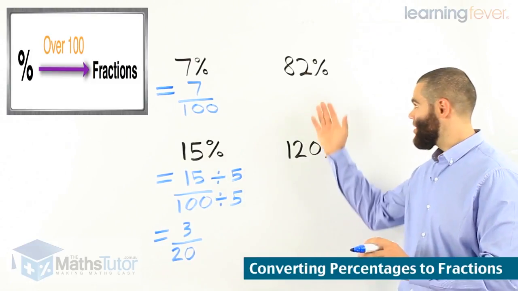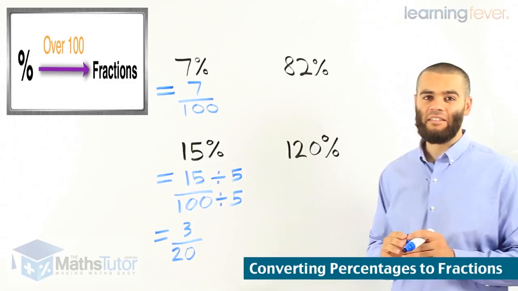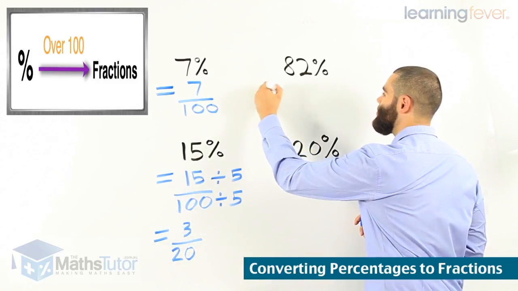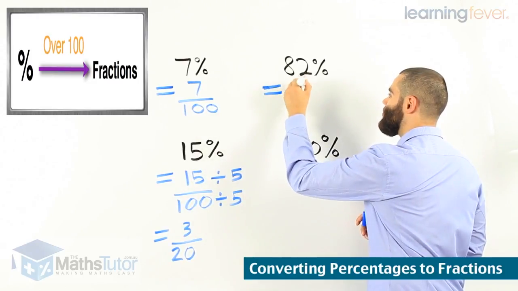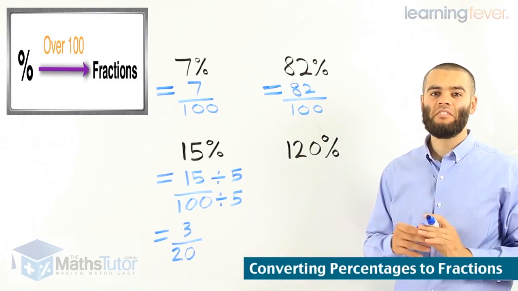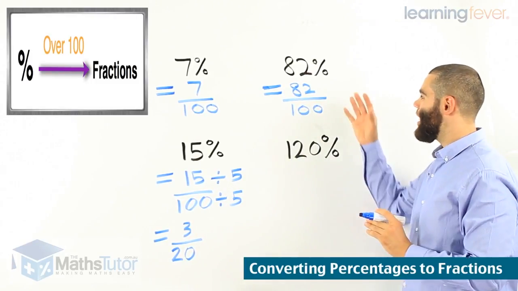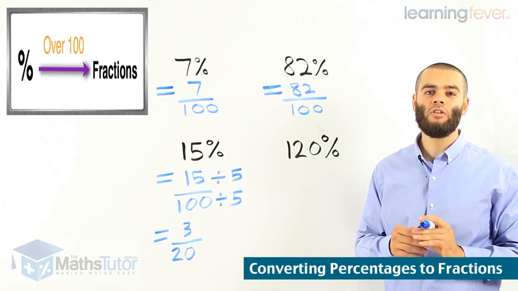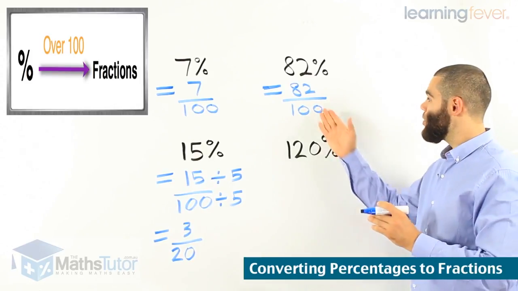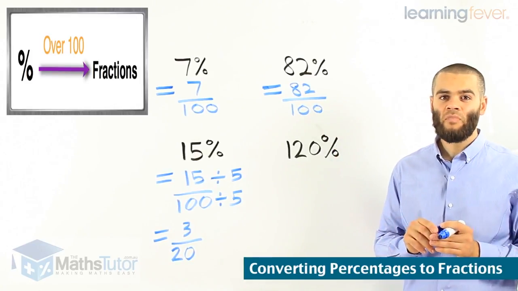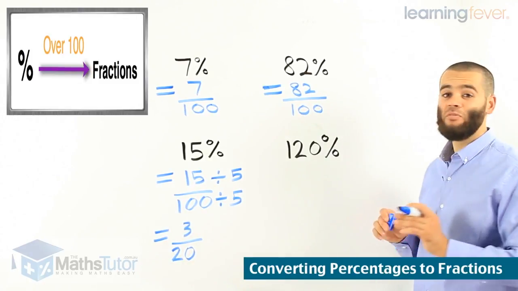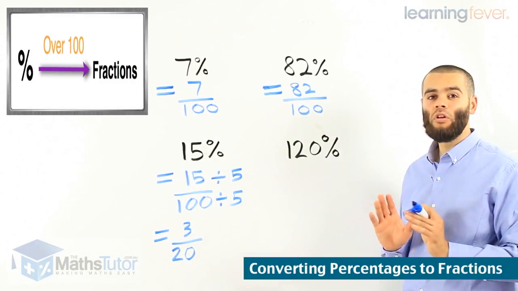Here, 82%. Again, percent means out of 100. So 82 out of 100. Now what does that mean? That means 82 out of 100. So if you got 82% in your exam, you got 82 marks out of 100 marks. So we want to know, can we simplify this further? When we are changing percentages to fractions, we simplify further. And in this case, yes, we can simplify further.